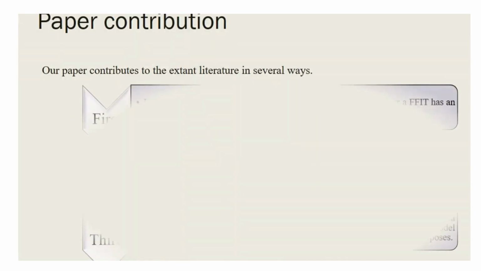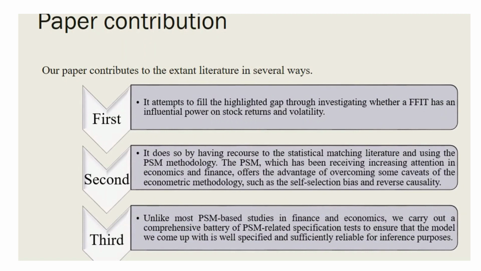So our paper contributes to the extant literature in several ways. First, it attempts to fill the highlighted gap by investigating whether full-fledged inflation targeting has an influential power on stock returns and volatility. Second, it does so by having recourse to the statistical matching literature and using the propensity score matching methodology, which has been receiving increasing attention in economics and finance, and offers the advantage of overcoming some caveats of economic methodologies, such as the self-selection bias and reverse causality bias. Unlike most propensity score based studies in finance and economics, we also carried out a comprehensive battery of propensity score matching related specification tests to ensure that the model we come up with is well specified and sufficiently reliable for inference purposes.